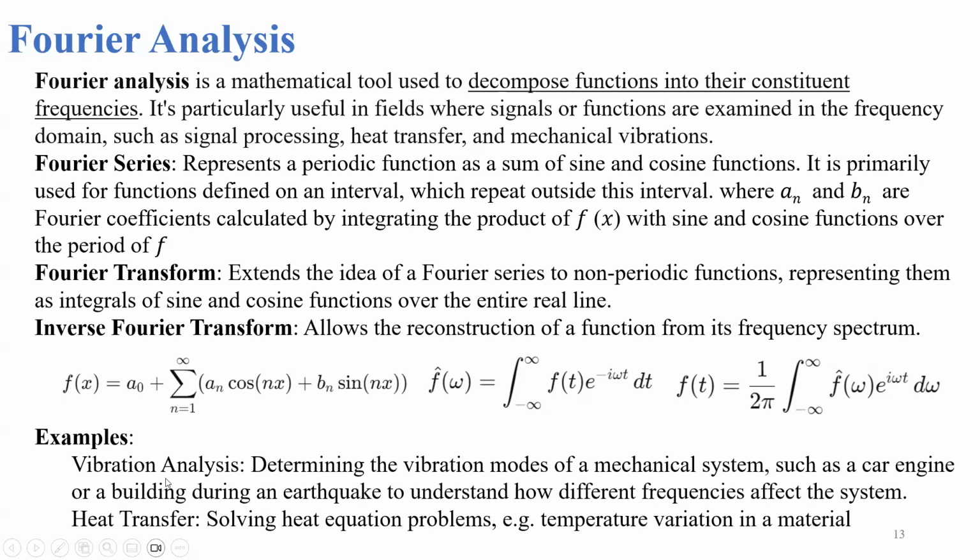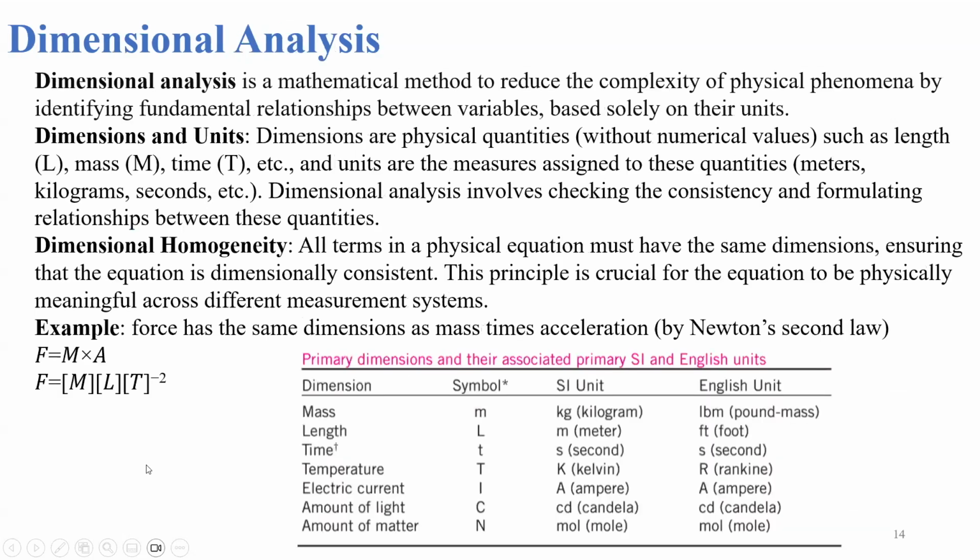Two common examples of Fourier analysis are vibrational analysis, determining the vibrational modes of a mechanical system, such as a car engine or a building during an earthquake, to understand how different frequencies affect the system, and heat transfer, such as solving a heat equation problem, such as temperature variation in a material. Now, from an engineering application standpoint, it's very important to learn about dimensional analysis.